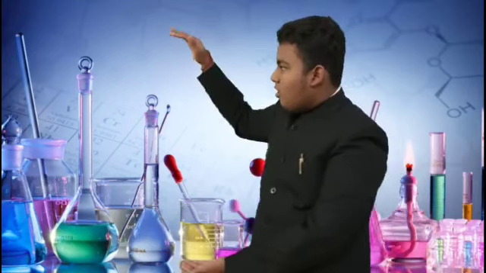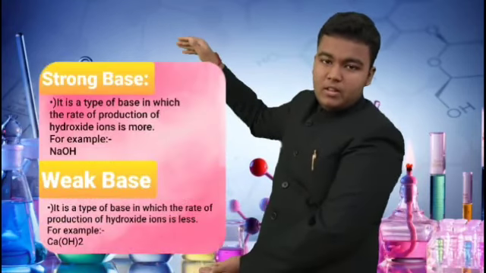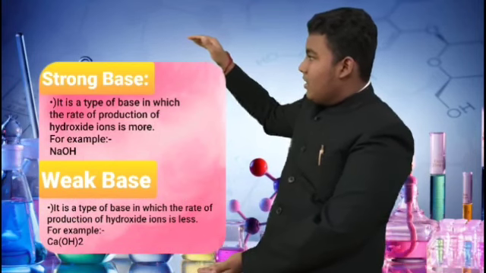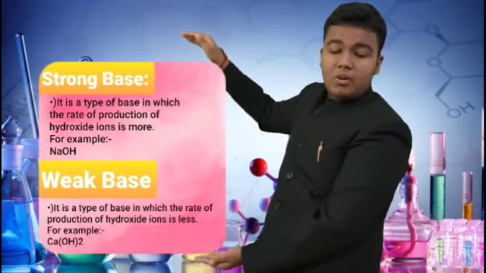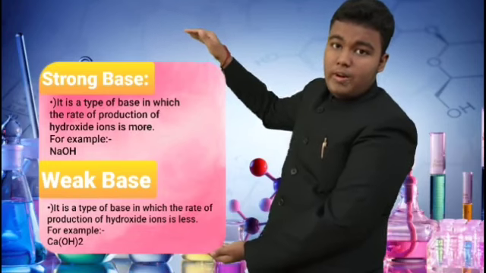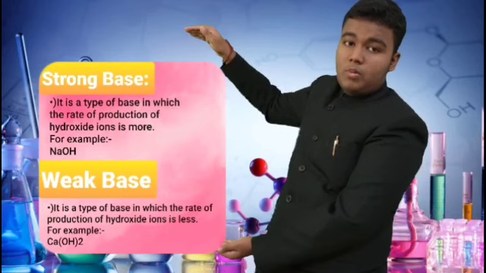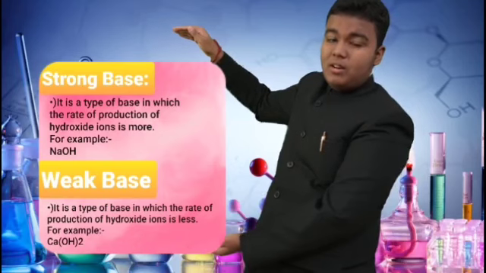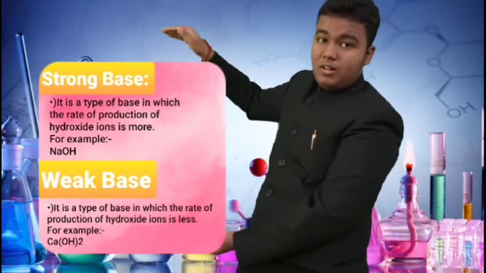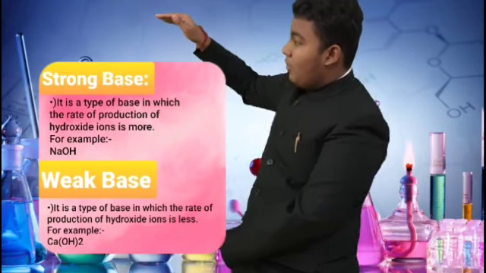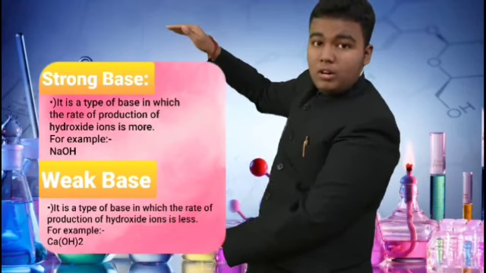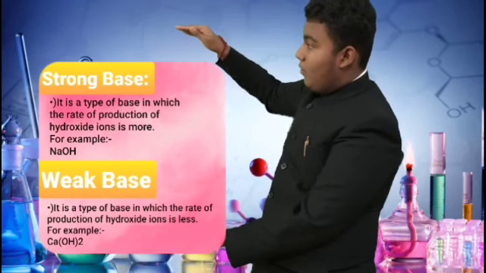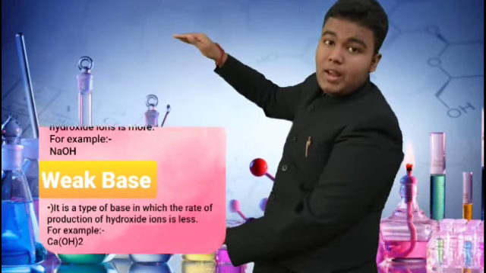Bases can now be divided into two major categories: the strong base and the weak base. The strong base is a type of base where the rate of production of hydroxide ions is more, whereas, just opposite to the strong base, a weak base is a type of base in which the rate of production of hydroxide ions is less. An example of a strong base can be magnesium hydroxide, whereas an example of a weak base can be calcium hydroxide.